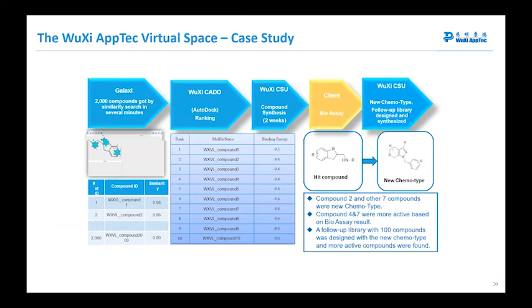CSU, which is the Chemistry Services Unit, had a compound synthesis, took about 2 weeks. They were delivered to the client who performed the assays, and then WuXi CSU followed up with library design and synthesis. Compounds 2 and 7, as you can see, were a new chemotype. Compounds 4 and 7 were based more on the bioassay result. Follow up with about 100 compounds that were designed with new chemotype, and more active compounds were actually found. So this is a case study of how to use soup to nuts, searching through the virtual library and coming back to WuXi CSU to have everything made, and the client was very happy.